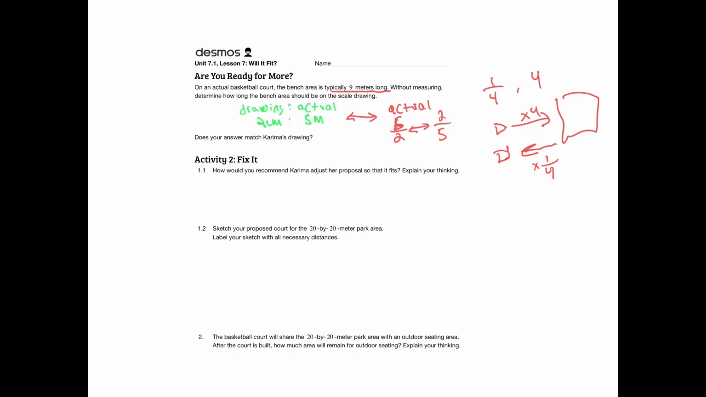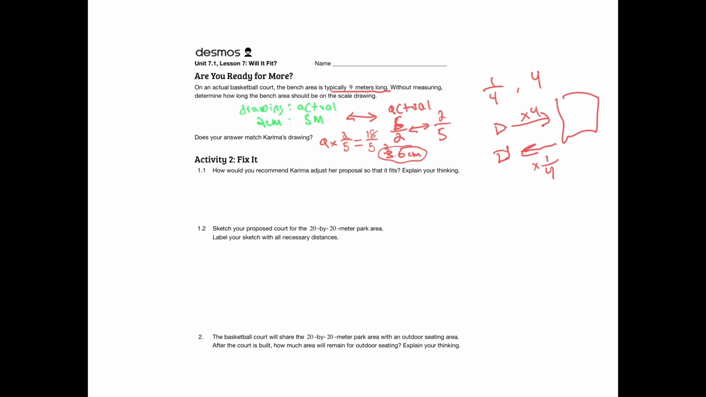So if something is 9 meters long, and I'm trying to go the other way around, I'm going to multiply 9 by 2/5, because that's my scale factor going backwards. And I get 18/5, which would be 3.6. So in the scale, it would be 3.6 centimeters. And if you go back and draw the bench, or it's already drawn for you, you can check and see, is it actually 3.6 centimeters? And it should be about that.